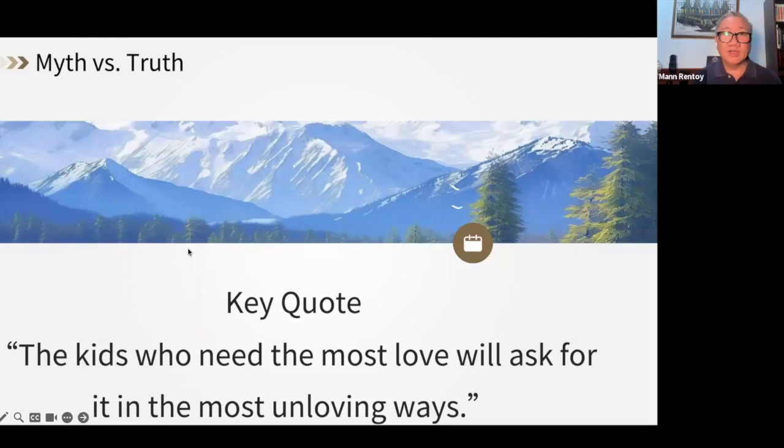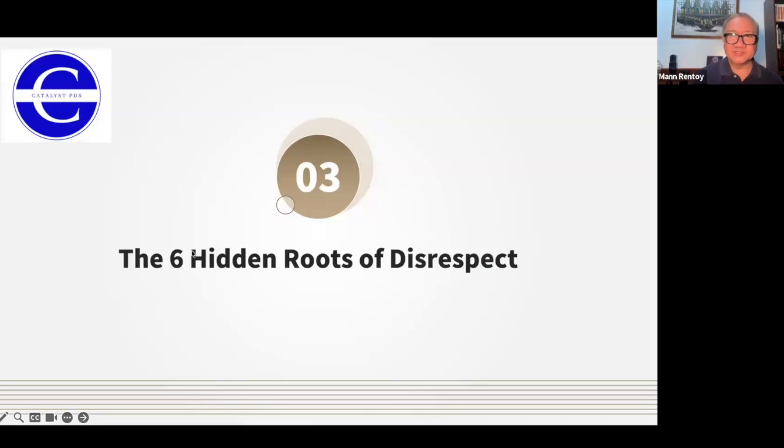Sometimes we really call them awkward. They don't know what to do. They don't know how to act, how to react. And from our point of view, it may look like they are being disrespectful, but they are not. They just don't know how to express that help, that call for help. That they really actually in the end are saying, "Sir, I really don't know. Please help me." Okay, here are six hidden roots of disrespect according to experts.